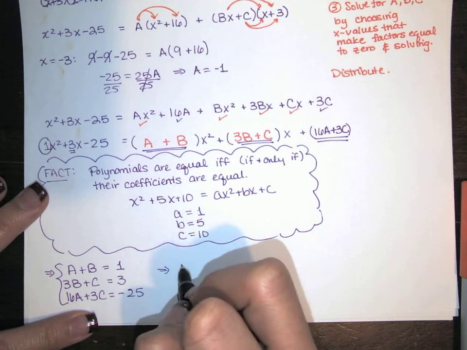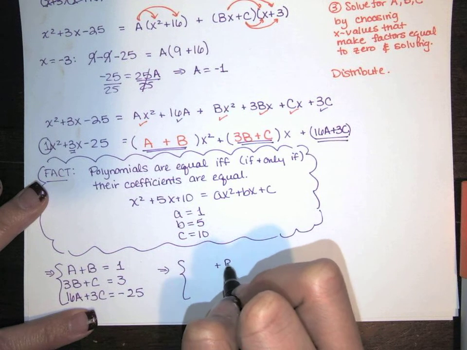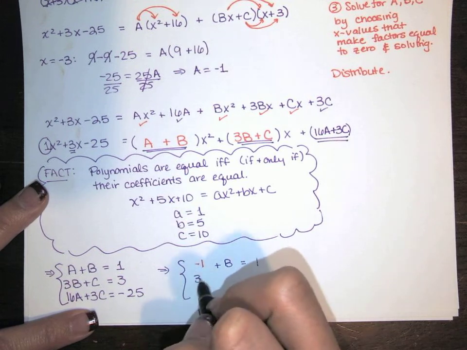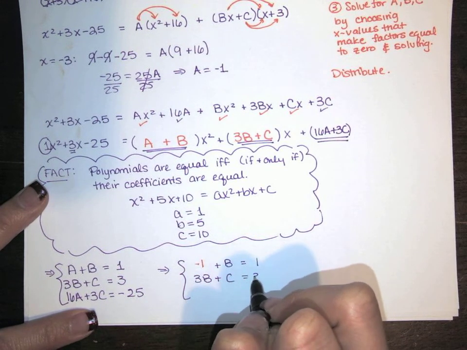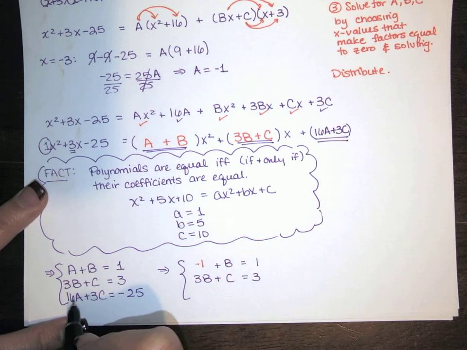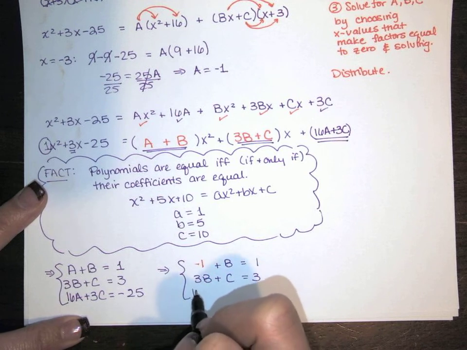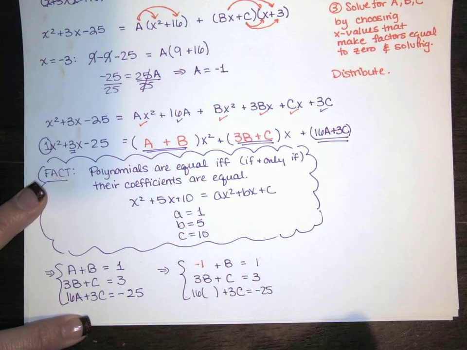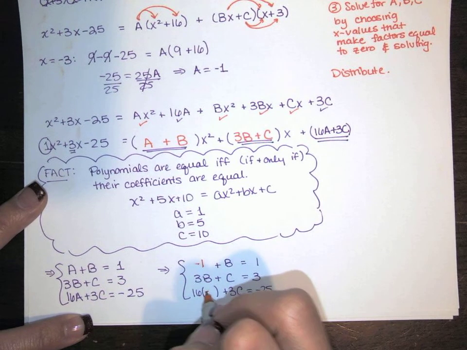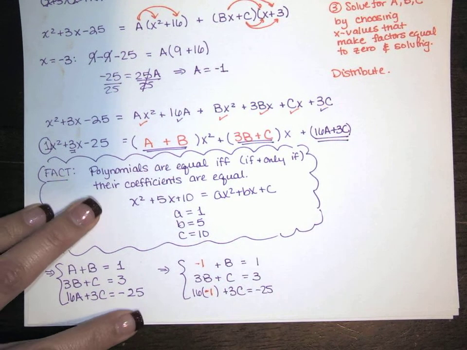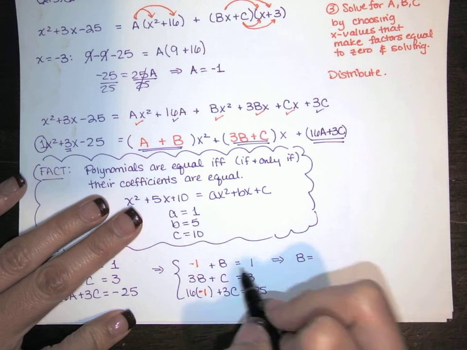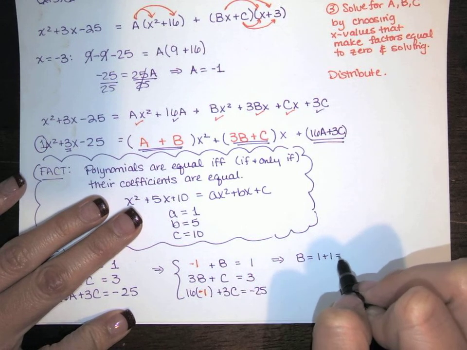So I can substitute in a equals negative 1. So I've got a plus b equals 1, where a equals negative 1. And 3b plus c equals 3. Nothing I can substitute there. If a is negative 1, that's 16 times negative 1 plus 3c equals negative 25. All right. So I can use this one to solve for b. Add 1 to both sides and you get b equals 2.